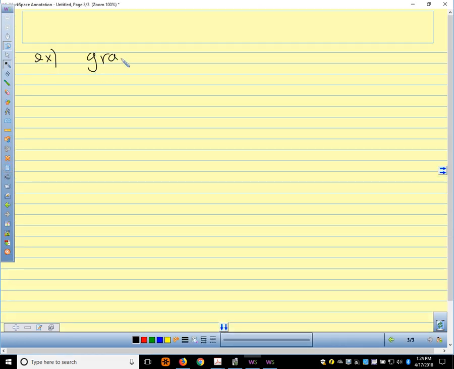So let's graph r equals 2 minus 2 sine theta. All right, so this just has a sine theta in it. This is r equals some function of sine of theta.